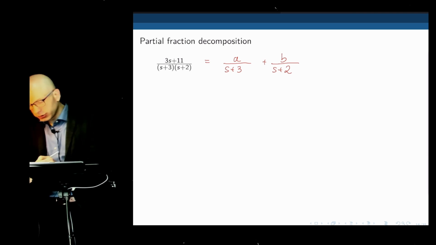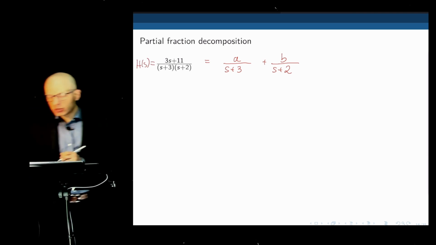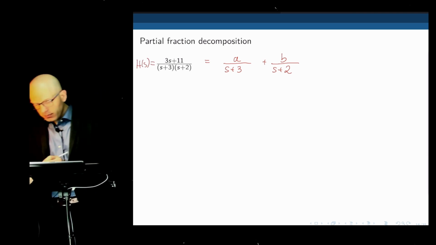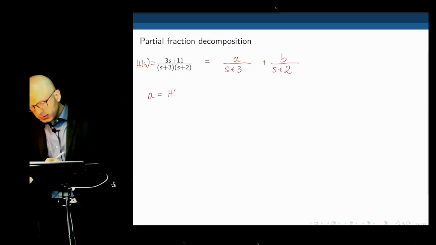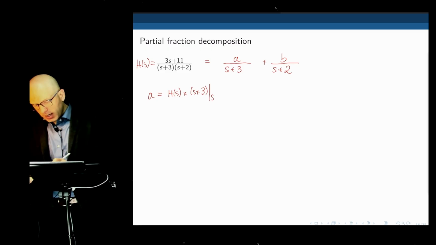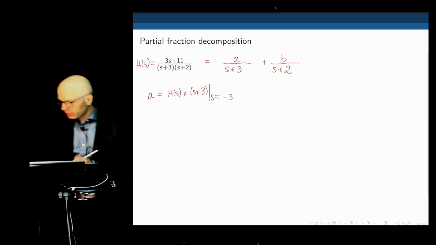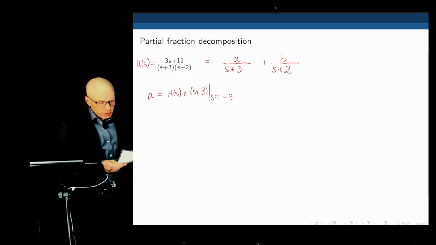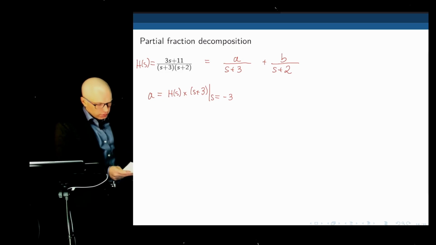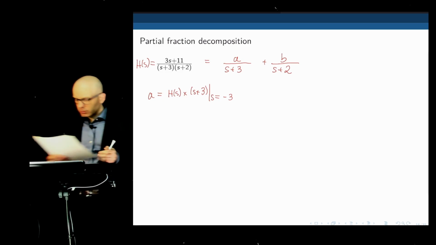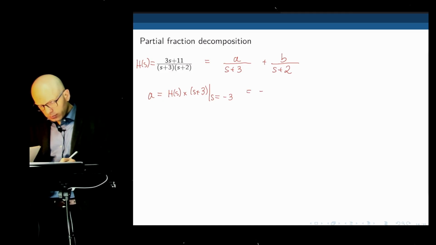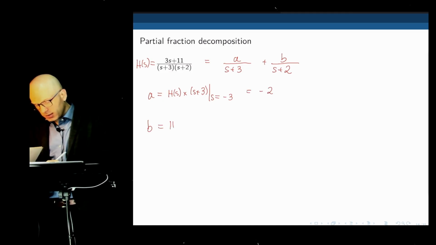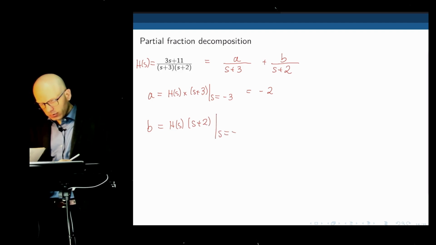All right, let's call this function h of s. If h of s is that function, we can find a and b. A would be h of s times (s plus 3) when s equals -3. What is the result of that? It is -2. And you can find b as h of s times (s plus 2) when s equals -2, and that gives 5.